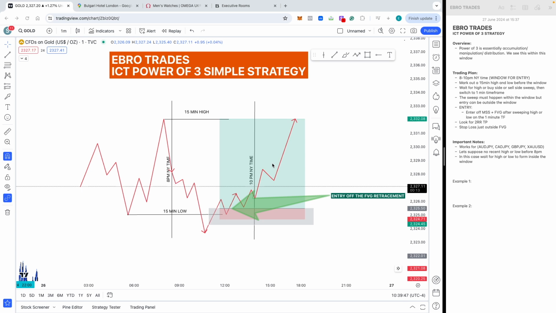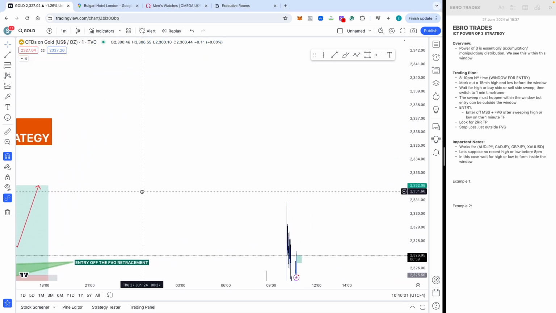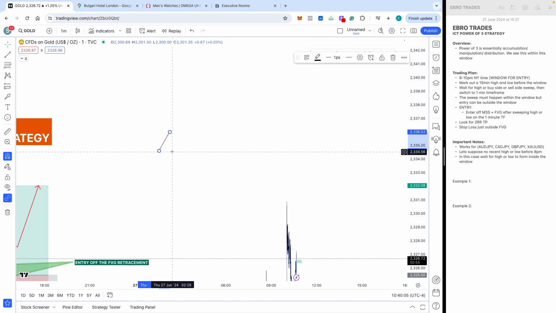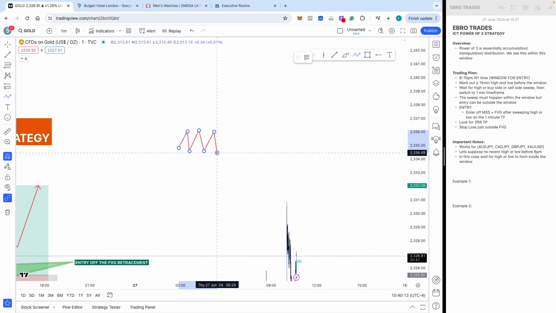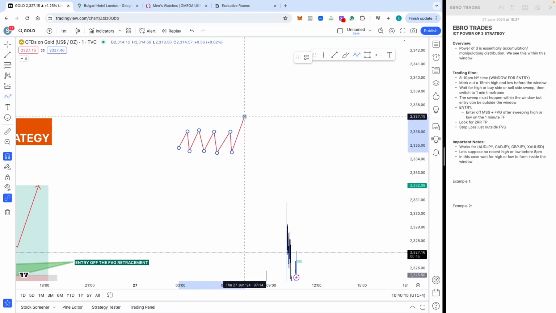Today we'll be covering ICT Power of Three. Essentially, the ICT Power of Three goes over accumulation, manipulation, distribution. It says that the market does something along these lines. So we've got our accumulation phase, which is where we essentially accumulate orders and we build a bunch of liquidity. It looks something like this.